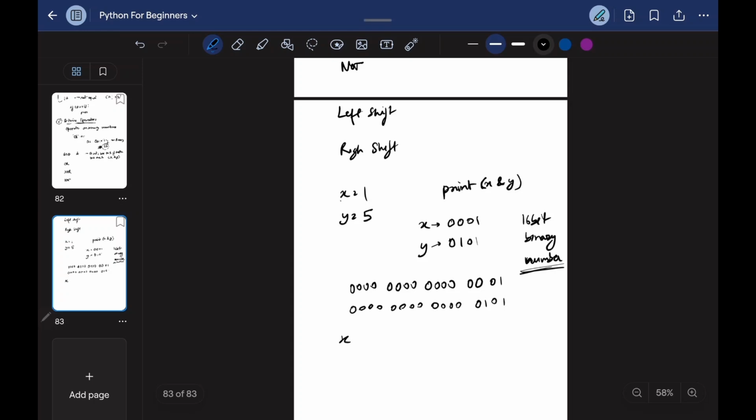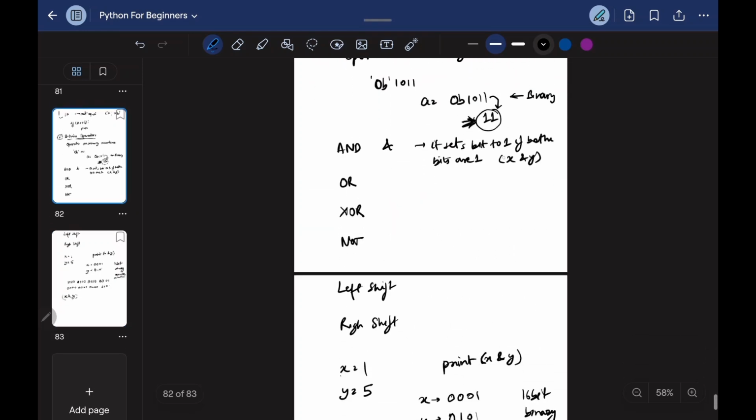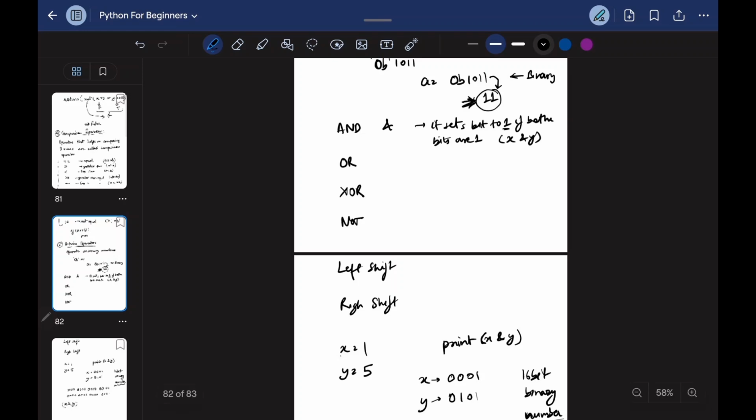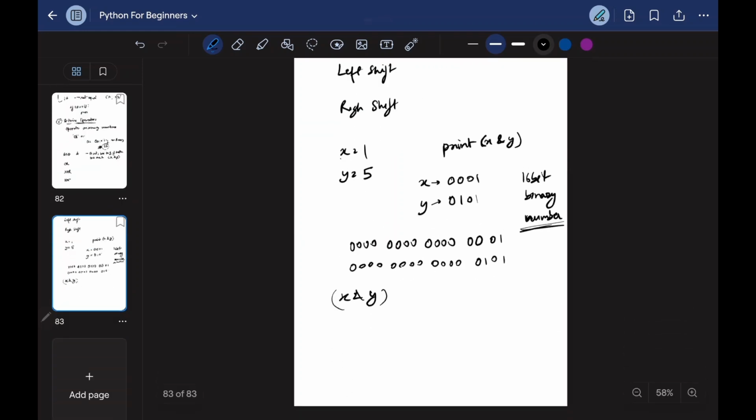So if I do the AND operation on X and Y, as I said earlier, it sets the bit to 1 if both the bits are 1. Over here you can see all the bits are 0 for both of them. Over here it's also 0, over here 1 is 0 and 1 is 1, so 0, and in this place you can see both of the digits are 1. So as per the operation, only if both of the bits are 1 will we set it to 1. So this will become 000 and then 1.